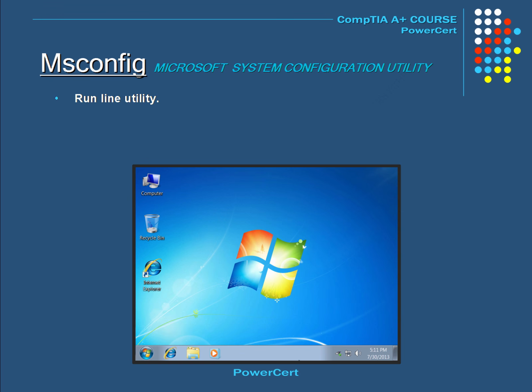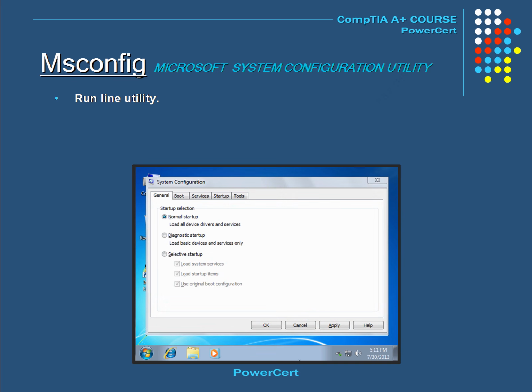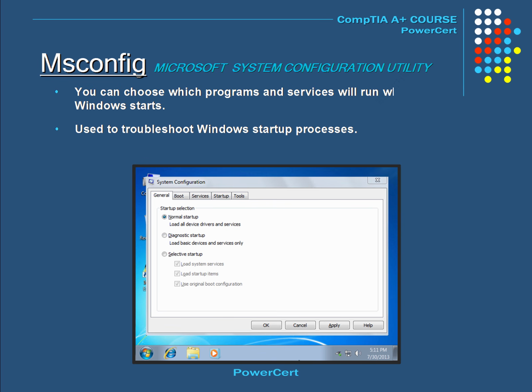msconfig is a run-line utility, and it stands for Microsoft System Configuration Utility. And this is a tool that is built into Microsoft operating systems. It is used to troubleshoot Windows startup processes. With msconfig, you can choose which programs and services will run when Windows starts.